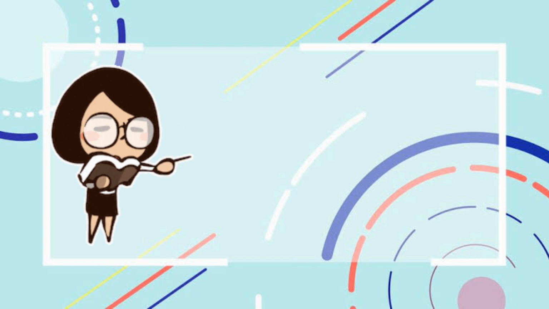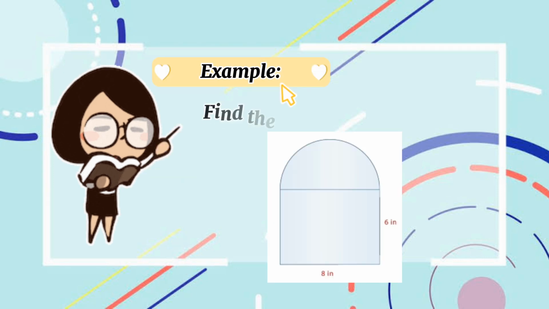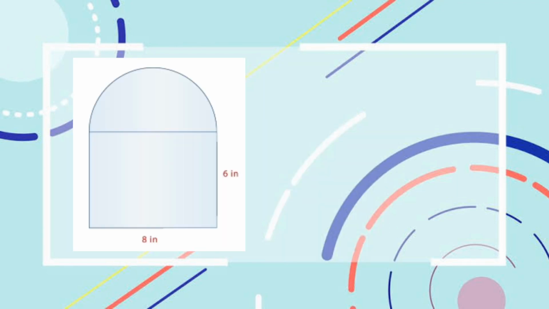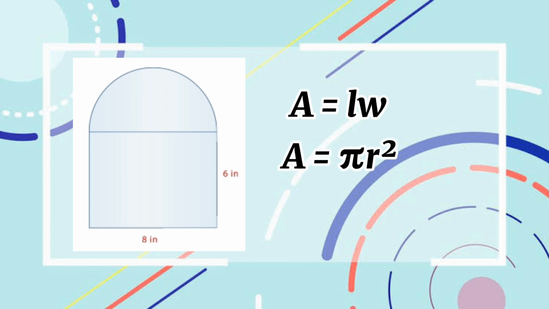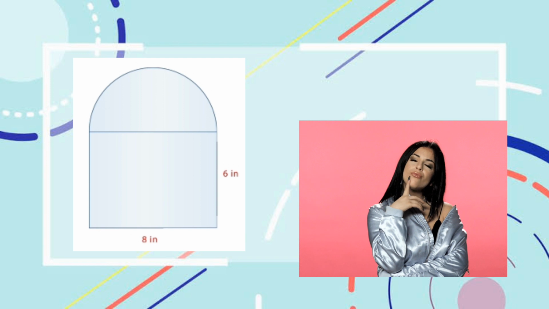Now let's look at a combined figure. Example, find the area of the figure. First, we have to find the area of a rectangle. We can do this by multiplying the length times the width. Then we can find the area of the circle. You will notice the width of the rectangle is also the diameter of the circle. This will help us when we want to find the area of the circle.